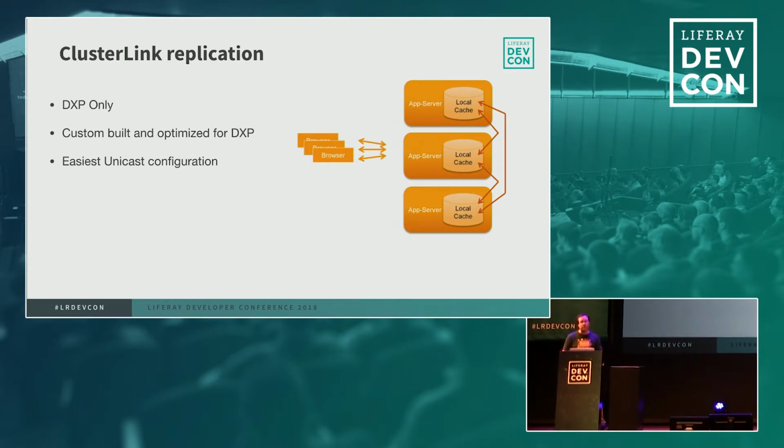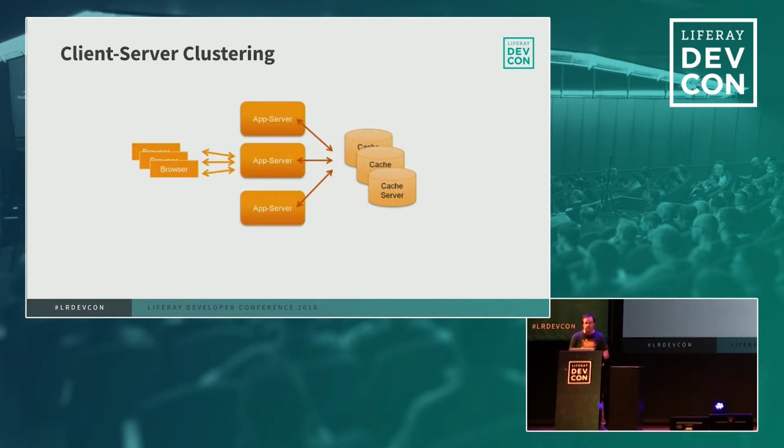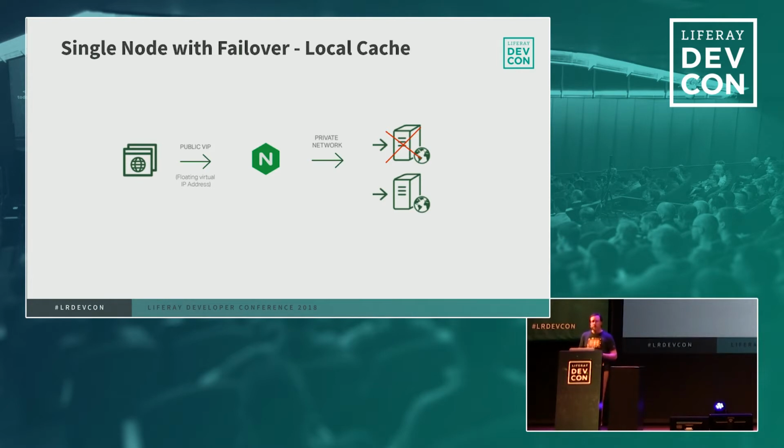It's custom built, optimized for DXP, and it's probably the easiest Unicast configuration because you just have to change one thing. There's also Terracotta server array. I did kind of briefly take a look at it, but it's probably the most complex customization, and it's usually overkill for most installations. So I kind of just said, yeah, we're not going to do that one.